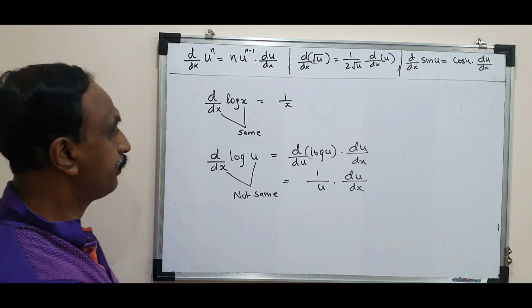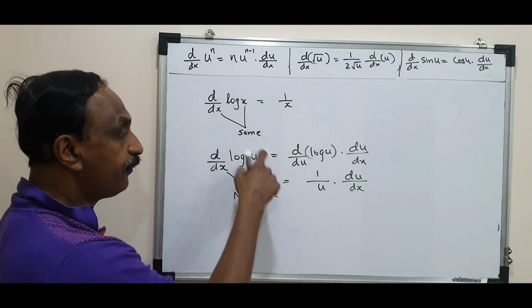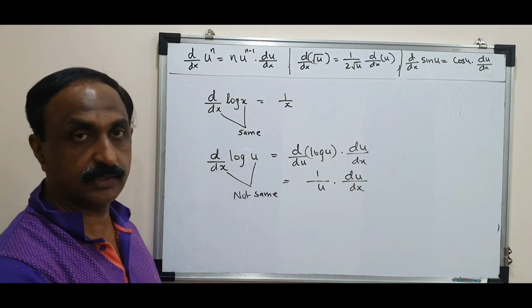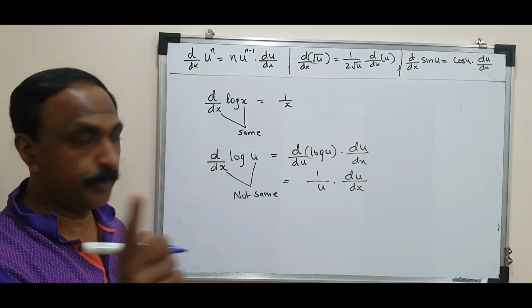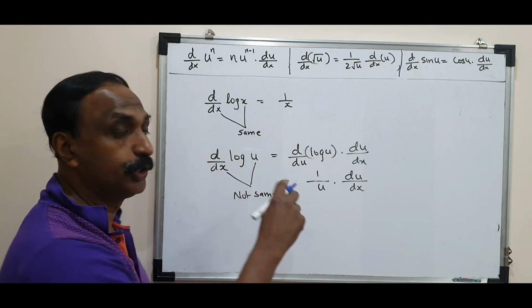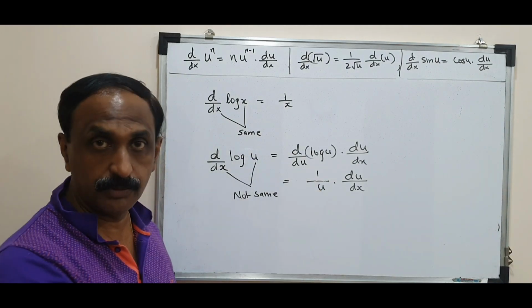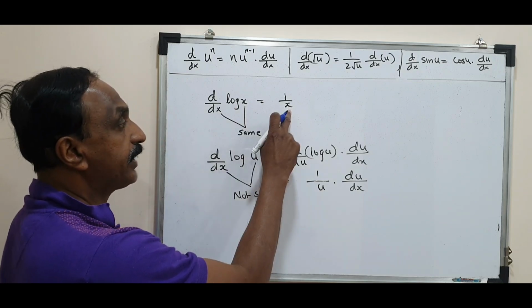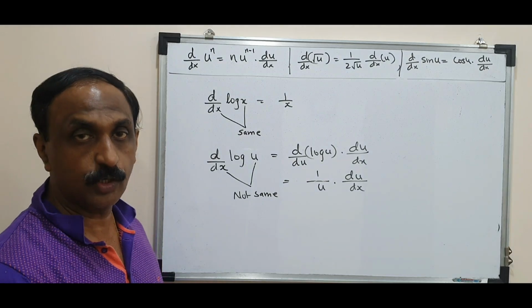So here is the formula. The derivative of log x is 1 by x. The derivative of log of anything else is 1 upon that anything else, into the derivative of that anything else. Whatever denominator comes, that only is the answer. Very important: the derivative of log does not contain log. A logarithmic function, when you differentiate, becomes an algebraic function. The derivative of log u is 1 by u, the derivative of log x is 1 by x. There is no log in the answer, so there will be no log in the answer of the derivative.